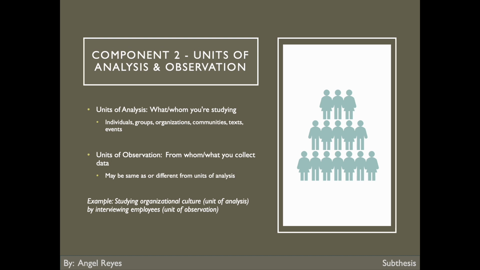Component 2 distinguishes between units of analysis and units of observation. Units of analysis define what or whom you're studying: individuals, groups, organizations, communities, texts, or events. Units of observation specify from whom or what you collect data. Importantly, these may be the same or different from units of analysis. The slide provides this helpful example: studying organizational culture as your unit of analysis by interviewing individual employees as your units of observation. You're studying the organization, but gathering data from individuals within it.